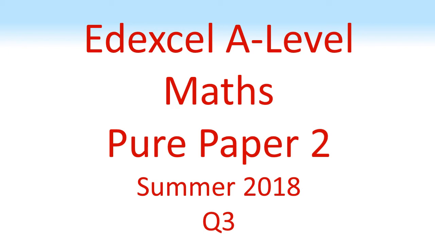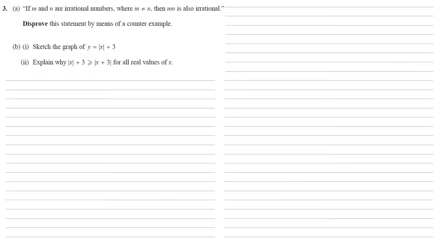Edexcel A-Level Maths, Pure Paper 2, Summer 2018, Question 3. So we have the statement that m and n are irrational numbers, where m is not equal to n, then mn is also irrational. We want to disprove this statement by means of a counterexample.